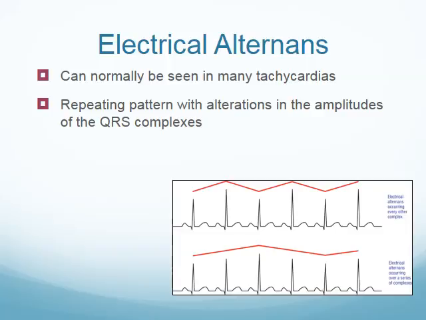In the second example, you see there's a pattern, but they just get taller, taller, and taller, and then shorter, shorter, and shorter. And this will continue throughout the rhythm strip. This is a pretty common finding that you'll see in any tachycardia.